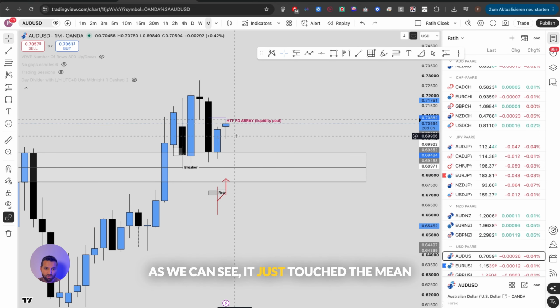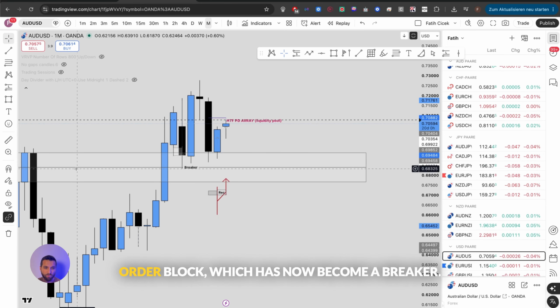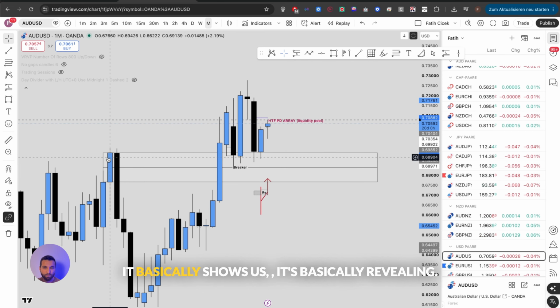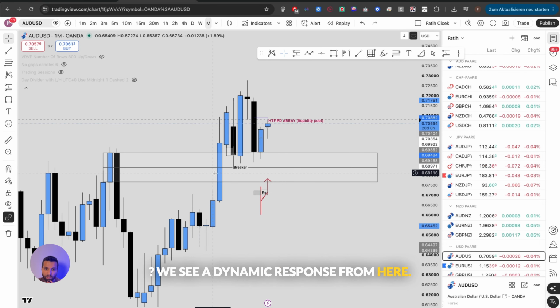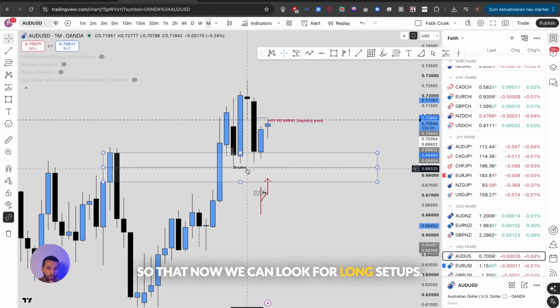And as we can see, it just touched the mean threshold, the 0.5 level of this order block, which has now become a breaker. But then, do you see how dynamic this response is? It's basically revealing, it's tipping its hands. The market, the institutions show us where price wants to go, where they want to move price next. We see a dynamic response from here. We see that this breaker block is being respected, so that now we can look for long setups.